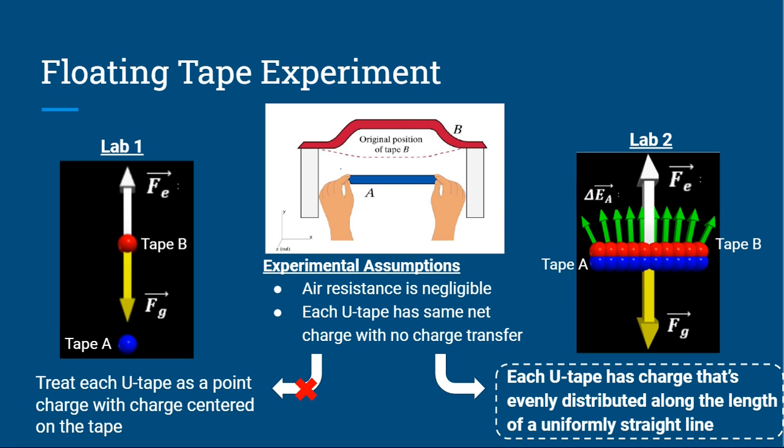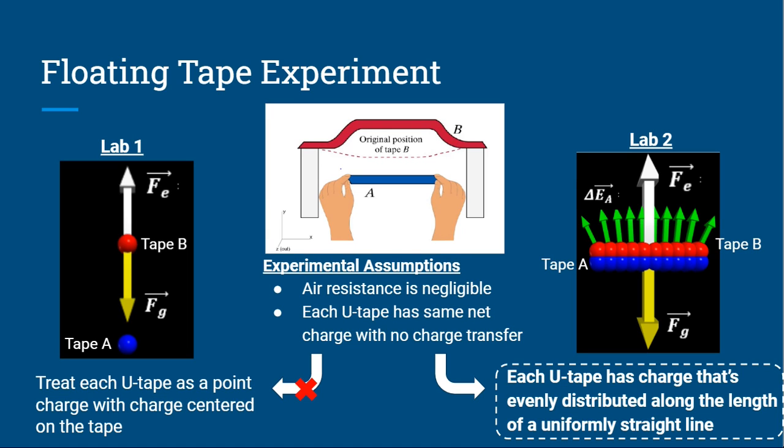The actual experiment involved making two U-tapes and placing tape B between two books and approaching from the underside with tape A. The assumptions that were made in Lab 1, that air resistance is negligible and each U-tape has the same net charge with no charge transfer, still applied, but a new assumption made for Lab 2 was that each U-tape can now be treated as a line of charge that has charge that's evenly distributed along the surface. In Lab 1, we treated each U-tape as a single point charge, whereas now we are treating each U-tape as a line of point charges.